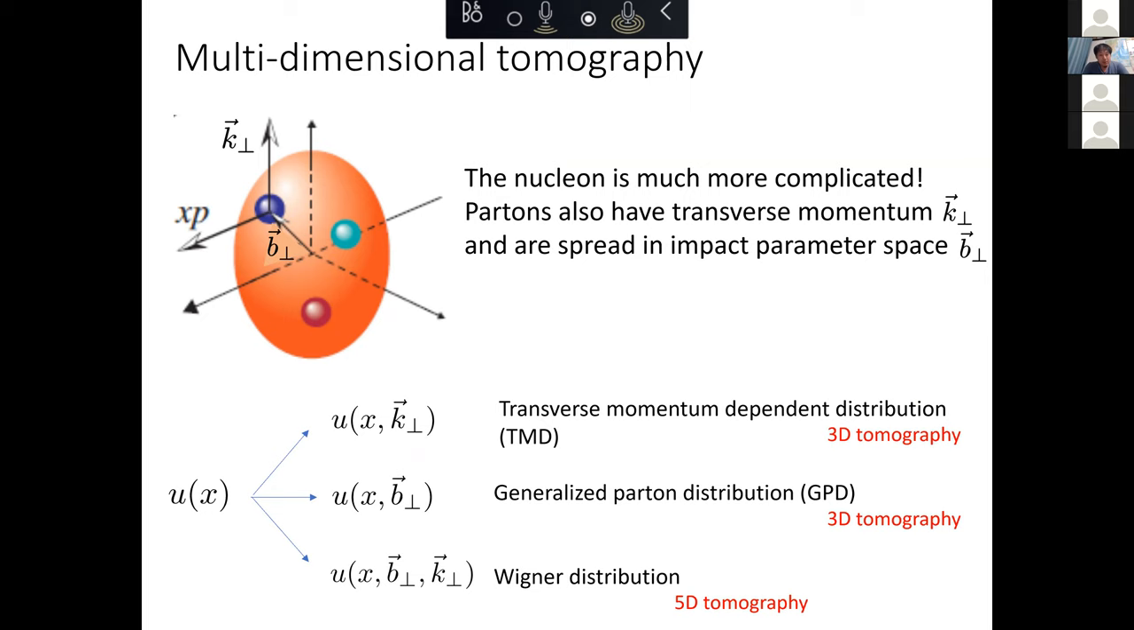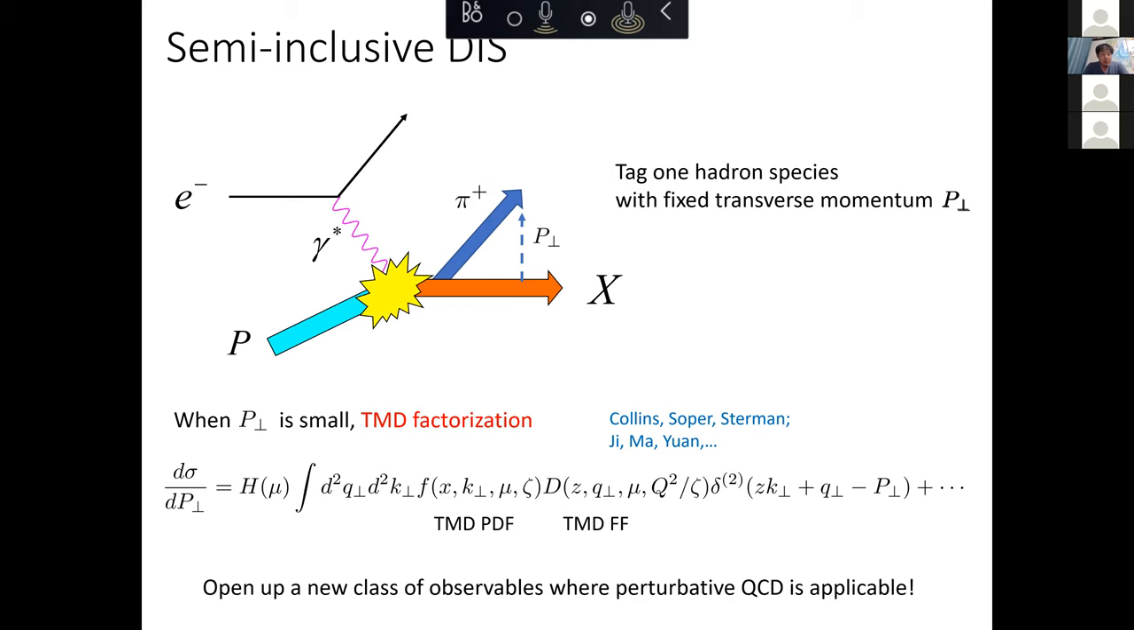So the TMD, as I said, has k perp dependence, and it is useful to describe processes where you measure the momentum of the parton in the final state. Instead of doing inclusive DIS, you can detect one particular species of hadron, let's say pi plus, and measure the P perp distribution with respect to the beam. If this P perp is small, then there is a QCD factorization theorem called the TMD factorization, which is proven to all orders in perturbation theory. It tells you that the cross section is given by the convolution of the TMD PDF, the TMD version of the fragmentation function, and the hard part.